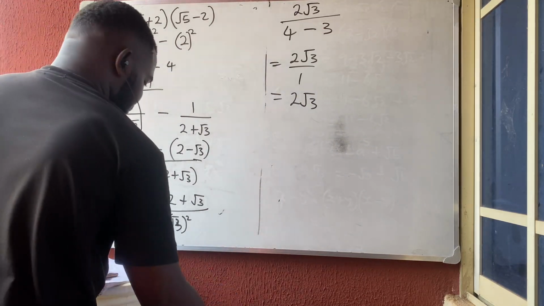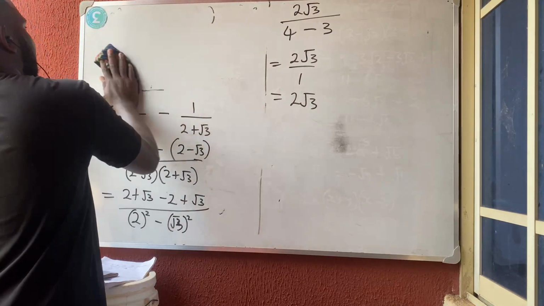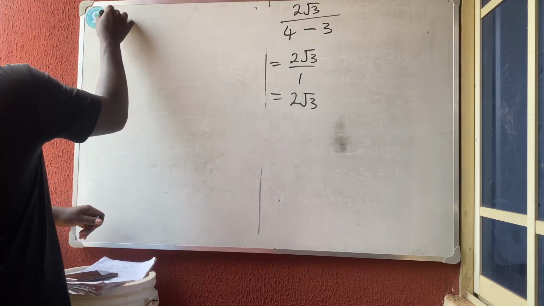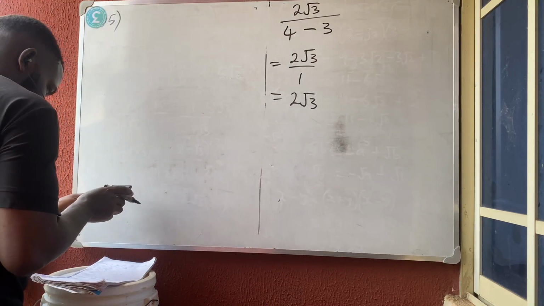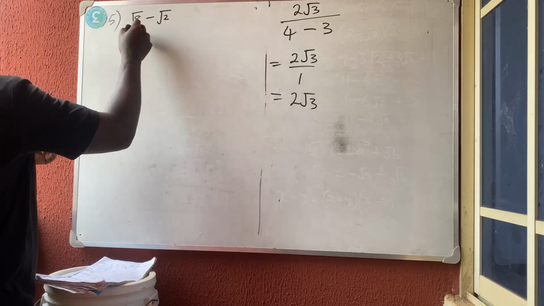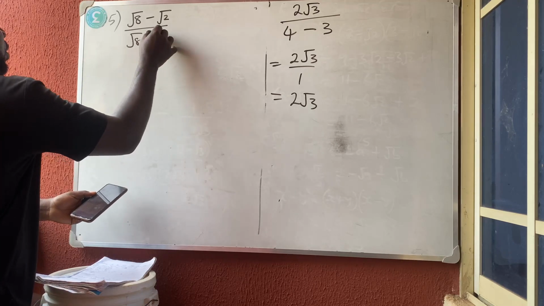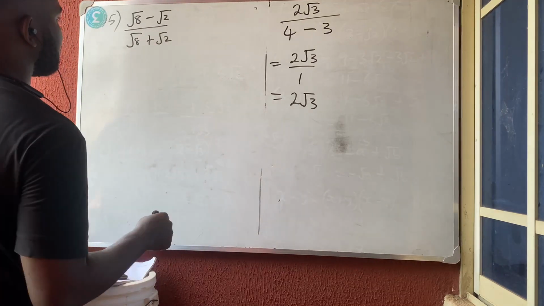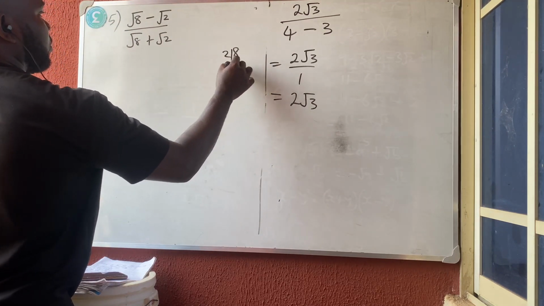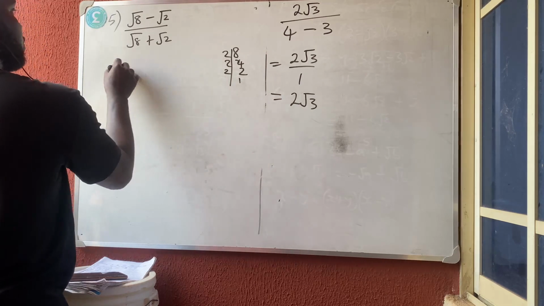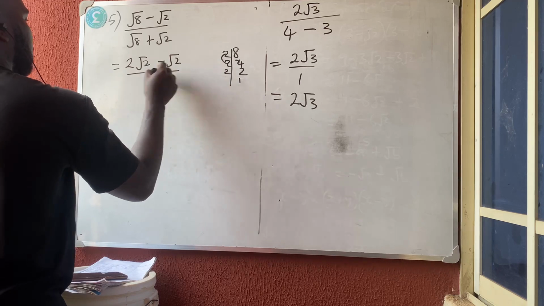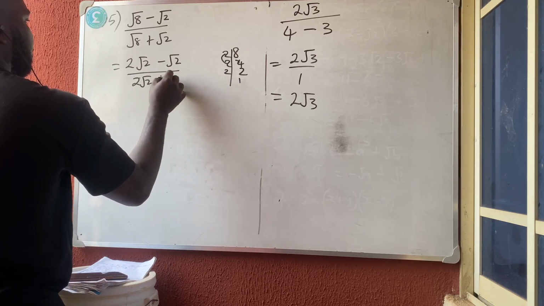So the next question, number 5. Number 5 says root 8 minus root 2 all over root 8 plus root 2. Now, before you think of rationalization, let us reduce this and know what happens. 8, 2, 4, 2, 2, 2, 1. So this is 2 root 2 minus root 2 all over 2 root 2 plus root 2.